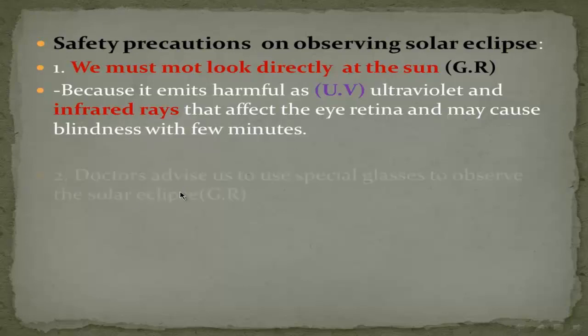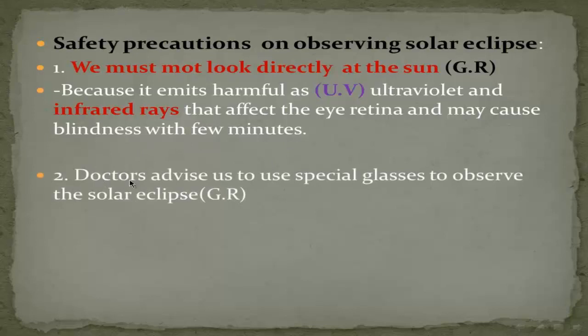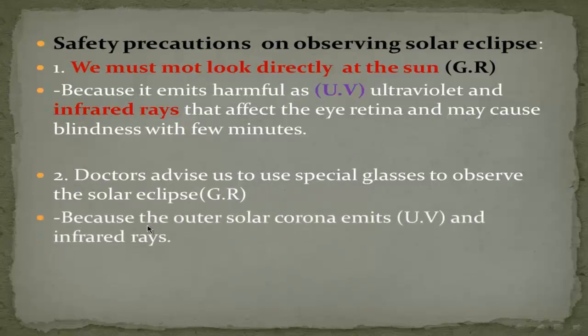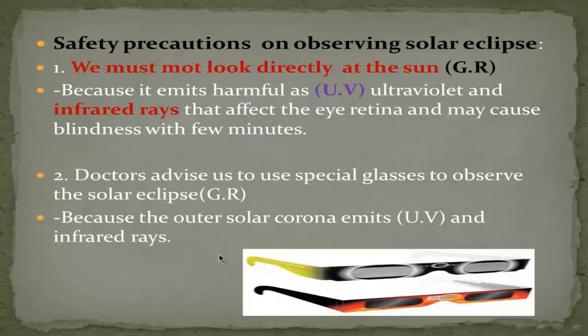Number 2, doctors advise us to use special glasses to observe the solar eclipse. Why? Because the outer area of the sun emits ultraviolet and infrared rays that affect our eyes. So we must wear this special type of glasses to observe a solar eclipse. Thank you.